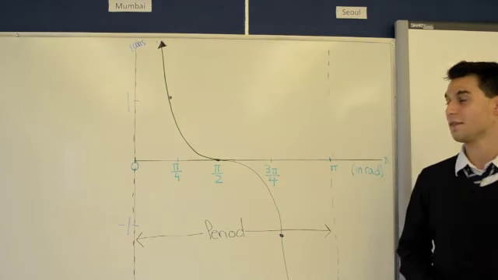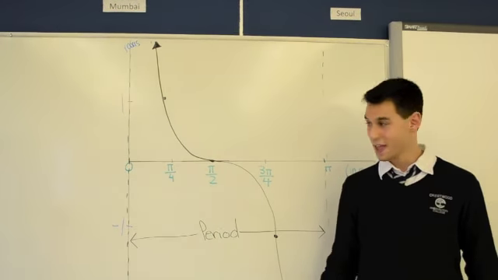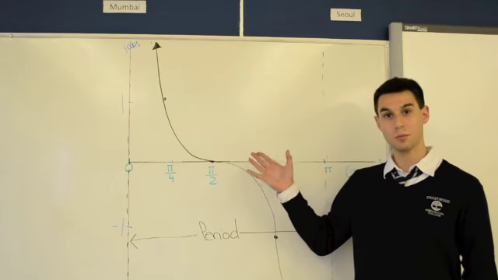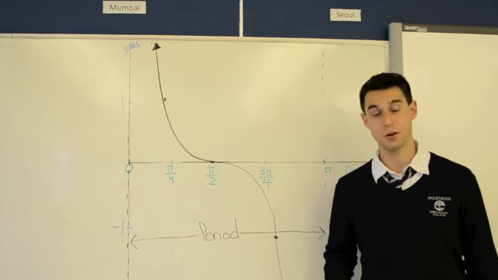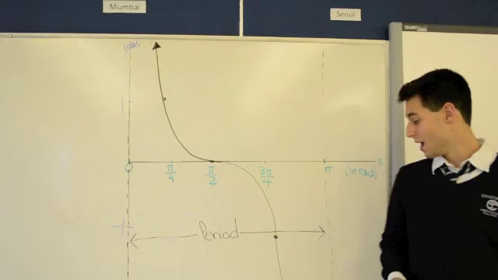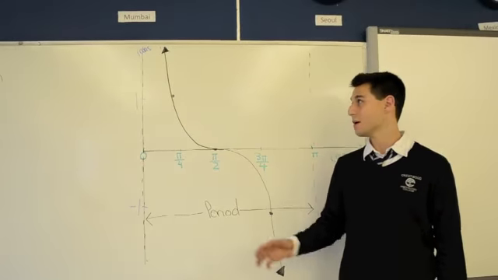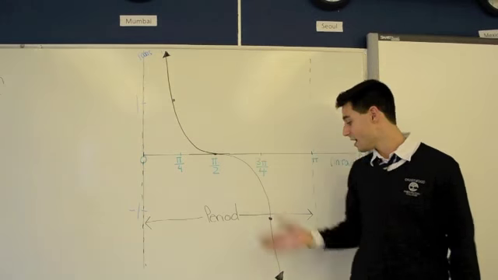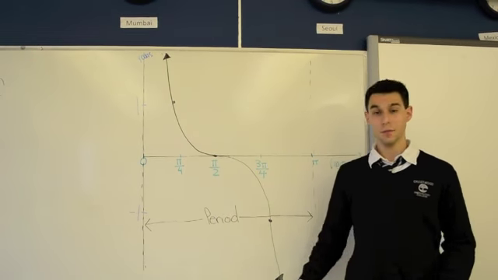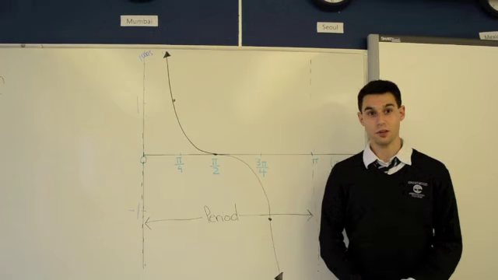We can also attempt to find the amplitude of the graph. The amplitude is defined as the maximum point on the graph minus the minimum point on the graph divided by 2. However, there is no maximum or minimum point on this graph because it approaches positive and negative infinity. Therefore, there is no amplitude of the cotangent graph.